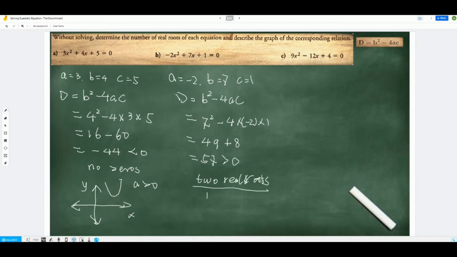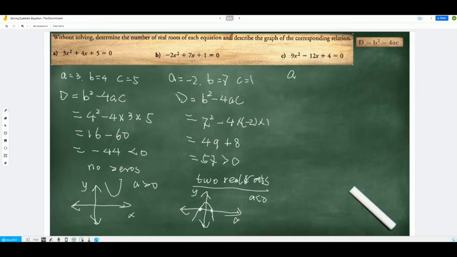For the graph, we roughly draw it. This is x and this is y. Because a is less than 0, it's negative 2, it opens downward, but with two real roots, something like that. These are the two real roots. So that's the graph.